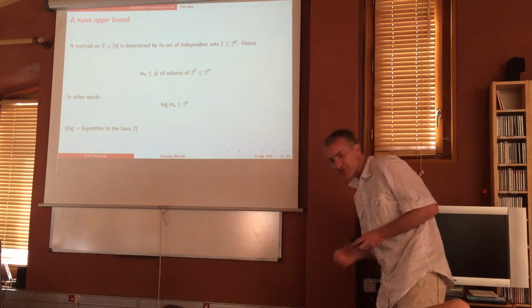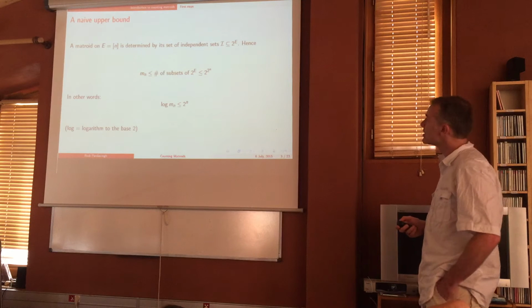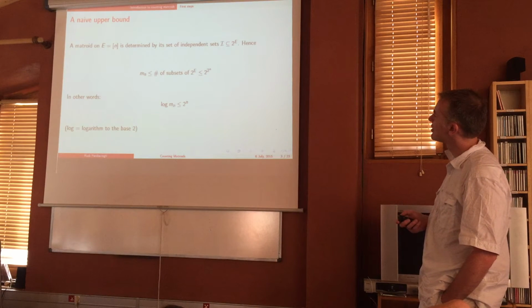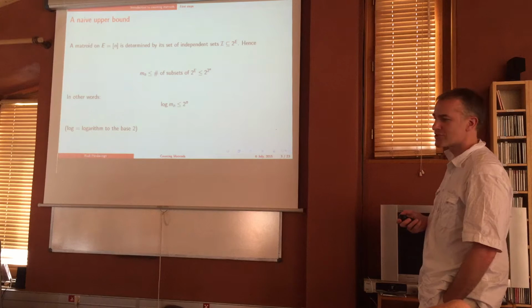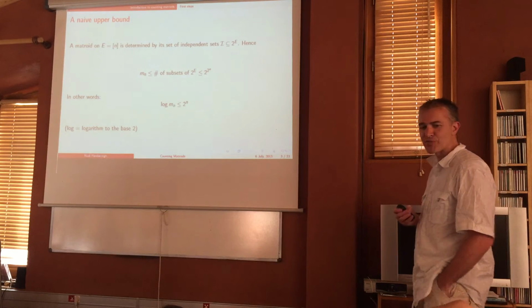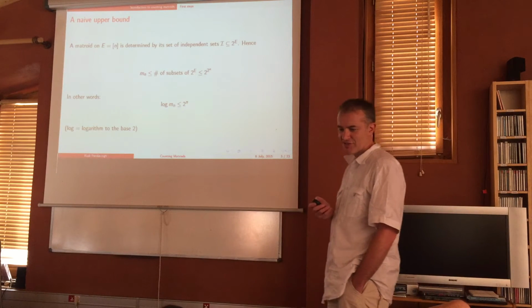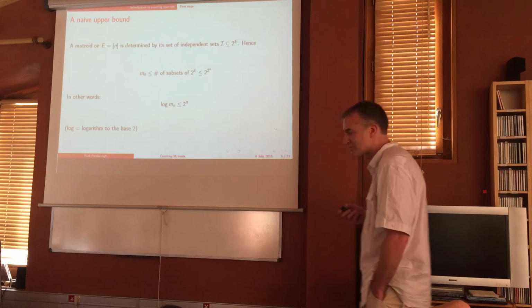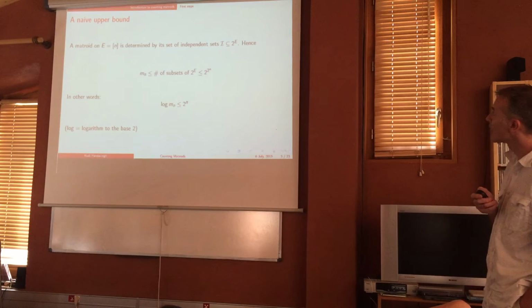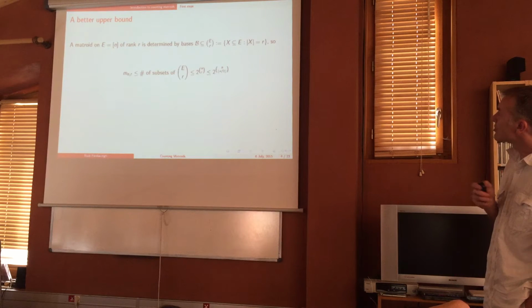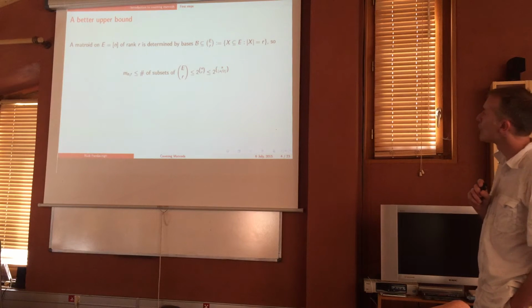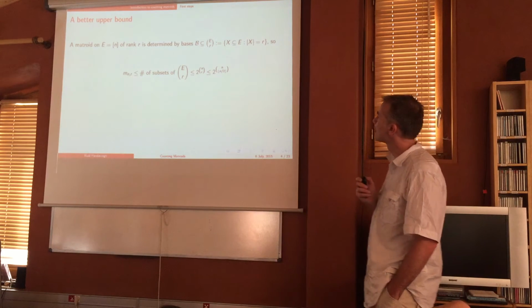So this is not the best you can do. I mean, clearly you're not even using that your object is a matroid. You're just counting all subsets of the power set. That's terrible. So how can we use that we have a matroid? Well, we can consider the fact that the matroid is also characterized by its bases, and this set of bases comes from a smaller set, namely all the subsets of cardinality r of the ground set.